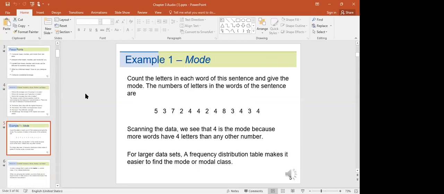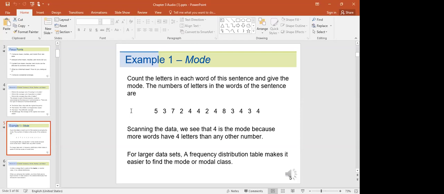So let's take this example. This example consists of counting the letters in each word of this sentence and giving the mode. So the first word here is count, which has C-O-U-N-T. That's why we have the 5 here. Then the second word is the, T-H-E, which gives us 3 letters, and letters, L-E-T-T-E-R-S. So that is how I got these data values that we have. So what is the frequency for each of these values? And then what is the data value with the highest frequency is our question.